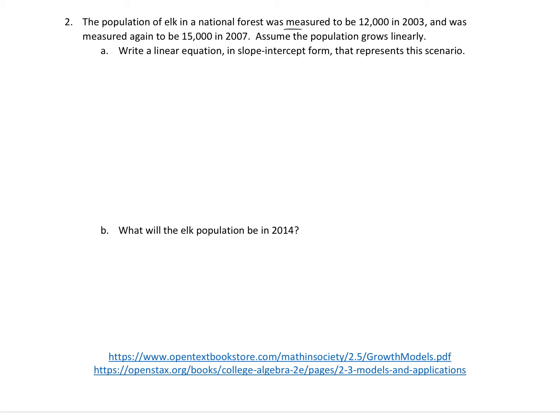Notice that the first measurement was taken in 2003. Let me use a highlighter here instead. So this first measurement was taken in 2003, and then another measurement was taken in 2007. A lot of times when they're giving you a year, they have what's called a base year. A base year is the original or first year something happened. In this case, the first year was 2003, so that's considered the base year.